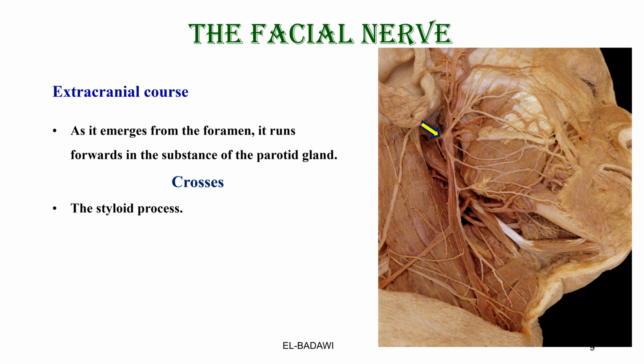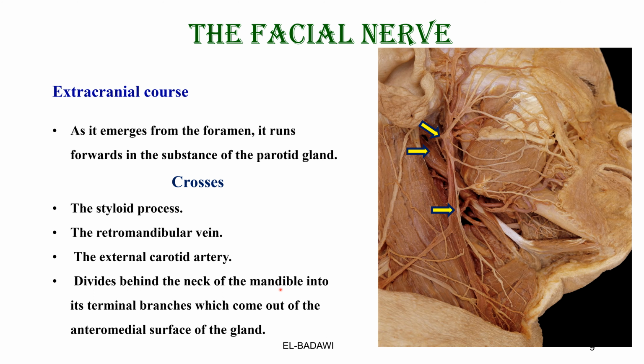Then it crosses the styloid process, which is over here. The retromandibular vein, that is the retromandibular vein, and it will cross the external carotid, which is not shown over here. So the arrangement of structures from superficial to medial is the nerve, the vein, and then the artery. It divides behind the neck of the mandible into its 5 branches, which come out from the anteromedial surface of the parotid gland. It will give some branches behind the auricle, but these are the branches in front of the auricle, the 5 branches which you will see.